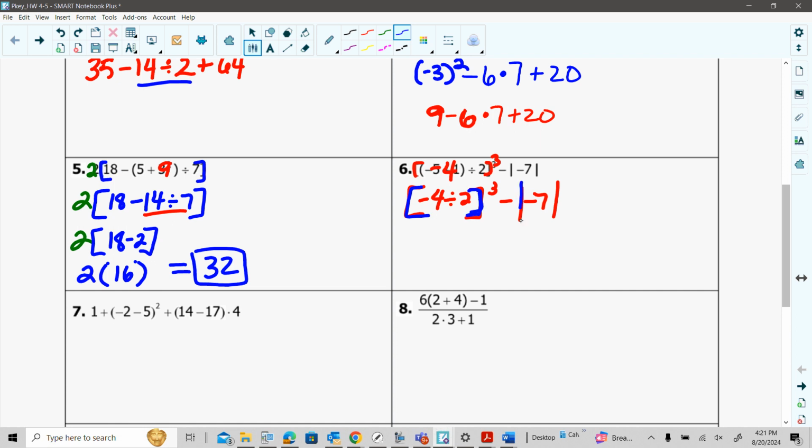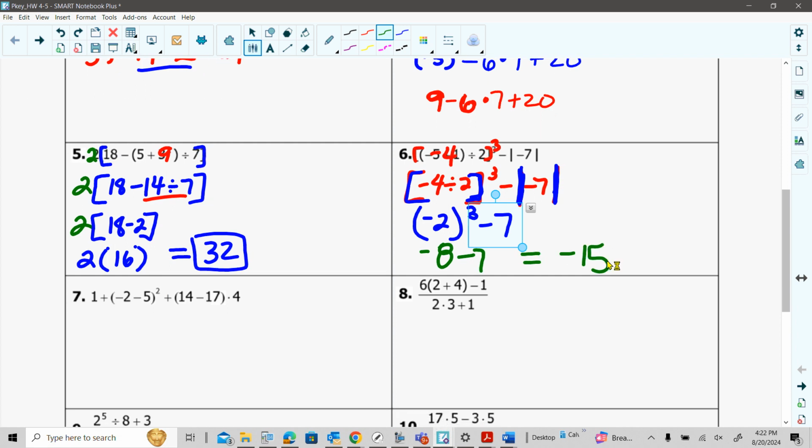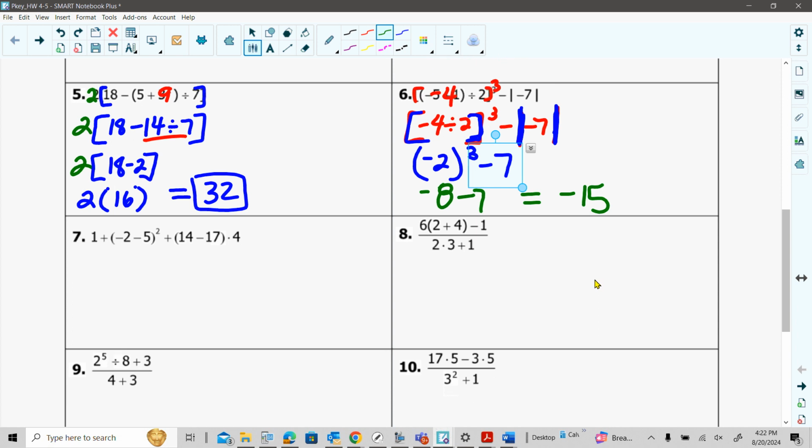This is a bracket, a grouping symbol. The absolute value is also a grouping symbol. So I have -2 is going to get raised to the power of 3. And the absolute value of -7 is just 7. This is showing subtraction. If I have a sign between two grouping symbols, that's showing subtraction. So when I take that -2 to the third power, it turns into -8 minus 7. You should end up with -15 here. Okay, so try to see if you can do number 7.